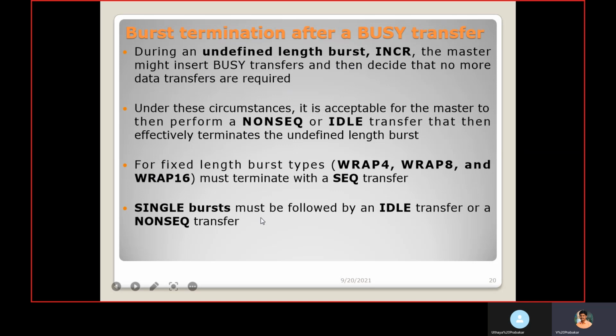If it is a single burst, it must be followed by an idle transfer or a non-sequential transfer. The master will not perform a busy transfer after a single burst. After a single burst, it should do some idle transfer or a non-sequential. After that, it can perform a busy.